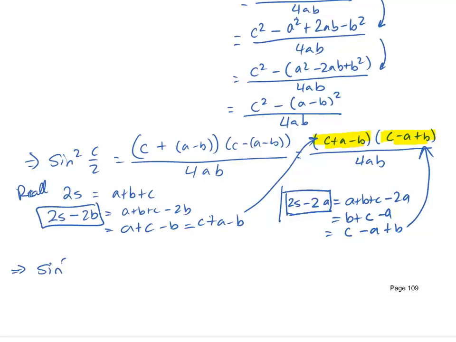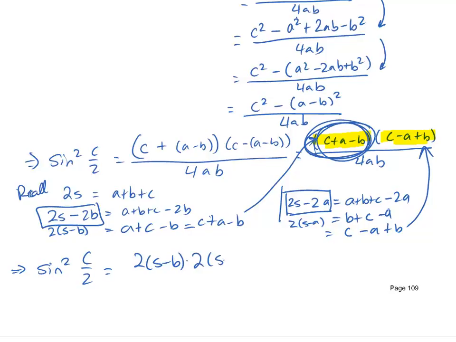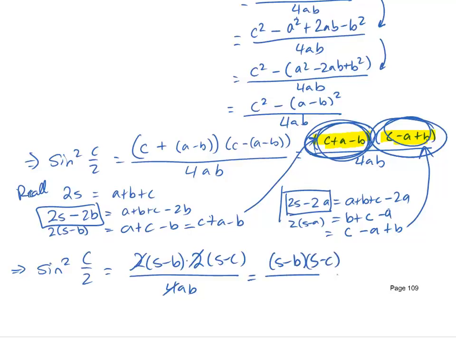So sine squared of c over 2 is, and let's factor out the 2 in both cases, 2 times s minus b on top here times 2 times s minus a from here, all over 4ab. And then the 2's will cancel with the 4, and I'm left with s minus b times s minus a all over ab, which then means that sine of c over 2, by simply taking the square root of both sides, is the square root of s minus b times s minus a all over ab.